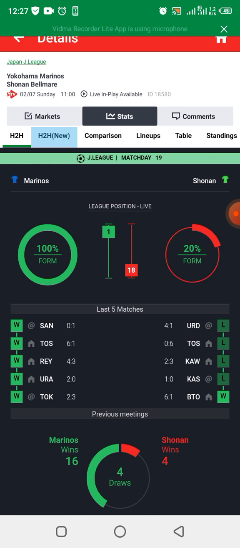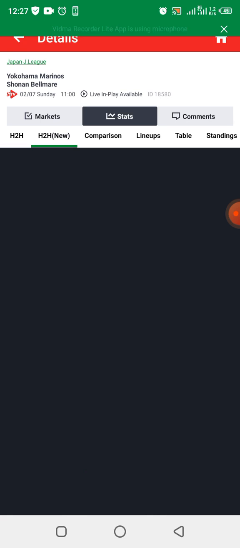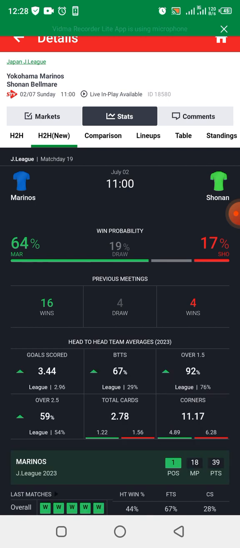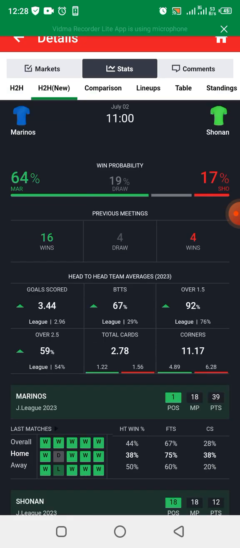You can see it beside it, head-to-head new. The head-to-head new is in brackets beside the normal head-to-head. That is where they will show you the winning probability of 64% and 17%, and the probability of playing a draw is 19%. There's nothing that concerns us with that. And also, what you just need to do is go to their head-to-head team averages.